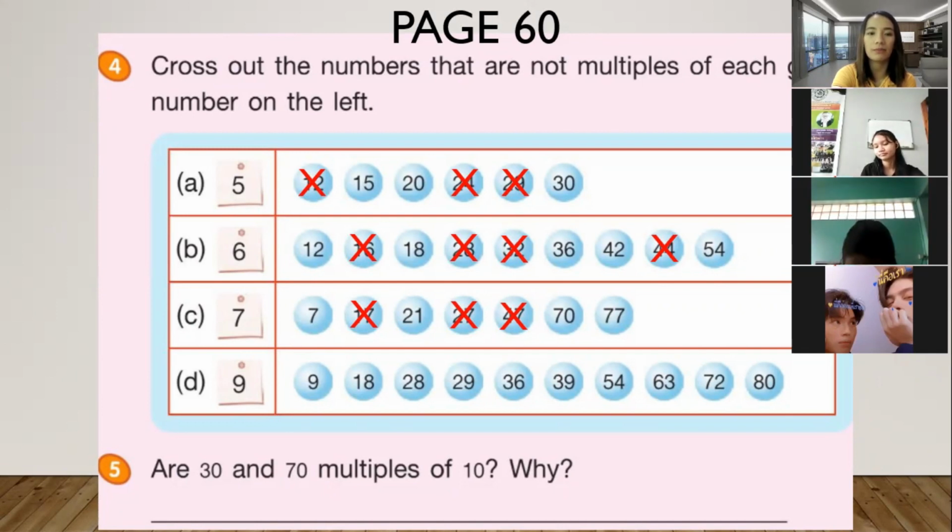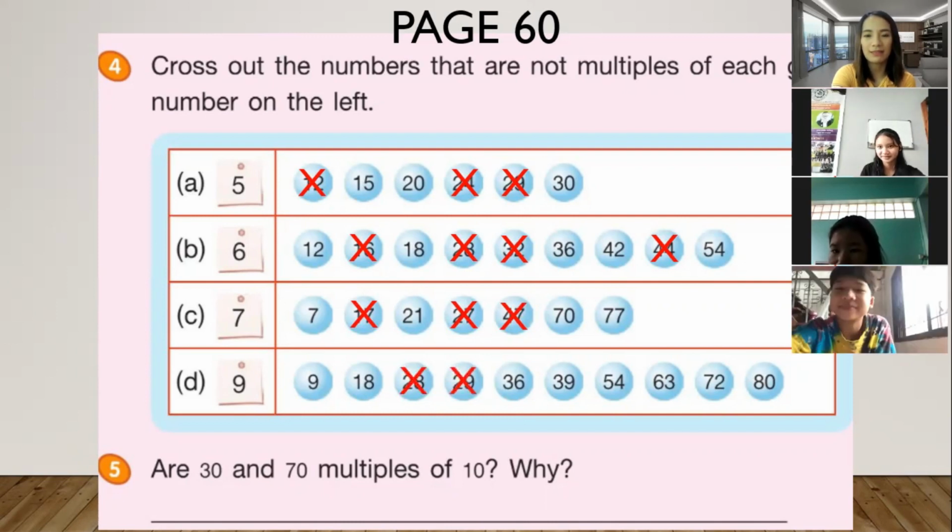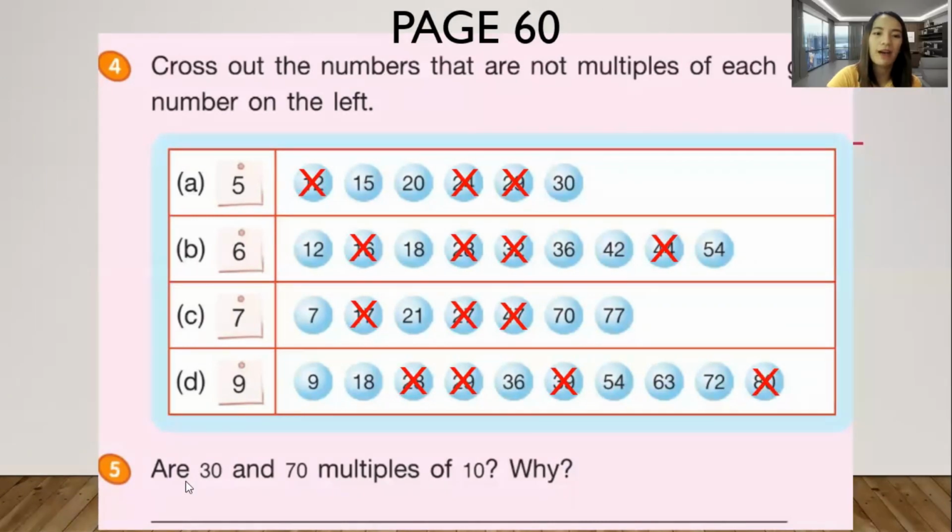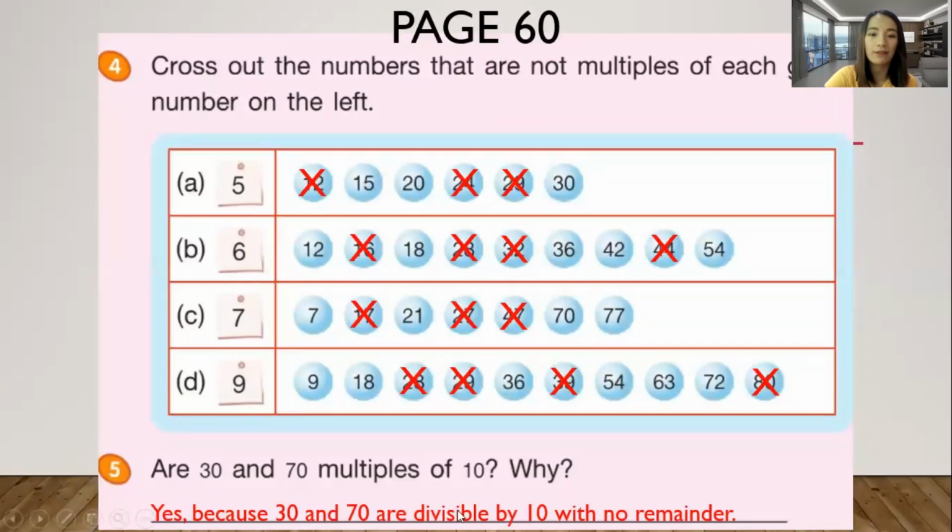Next, letter D. What are the numbers that are not multiples of 9? 22, 38, 28, 39, 29, and 80. Very good. Okay, so let's answer number 5. Are 30 and 70 multiples of 10? Why? Our answer must be yes, because 30 and 70 are divisible by 10 with no remainder.